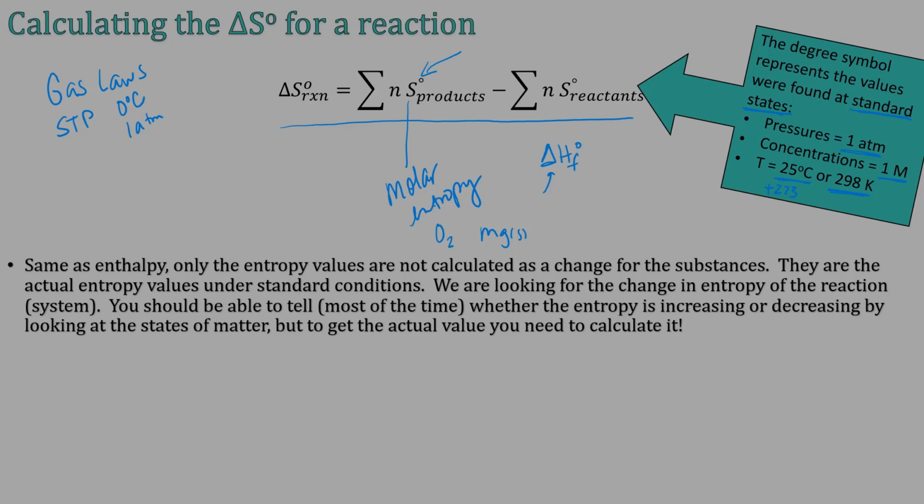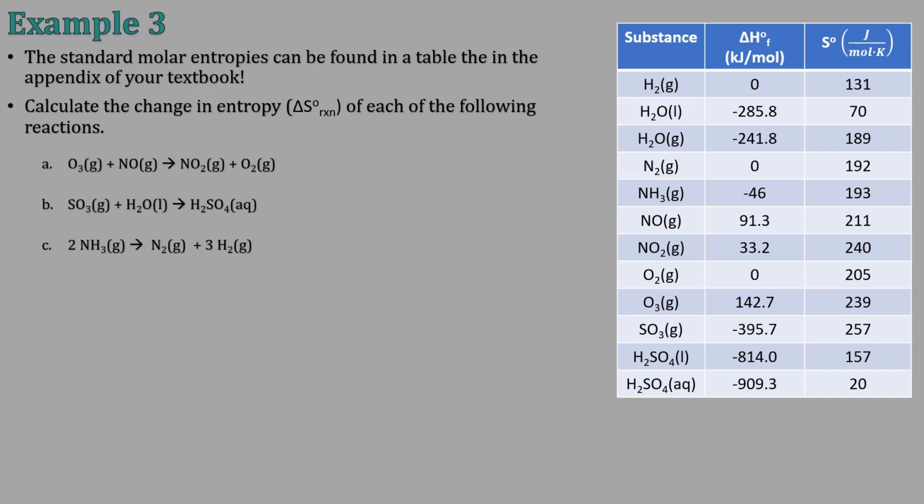What I like to do when I work these problems is look at the reaction and see if the entropy is increasing or decreasing, and then my sign should match it. If it doesn't, then I've probably done something wrong. Okay, so here are all of the entropy values. You can also get standard molar entropies in the table in the appendix of your textbook, but they have to be provided to you on the AP exam.